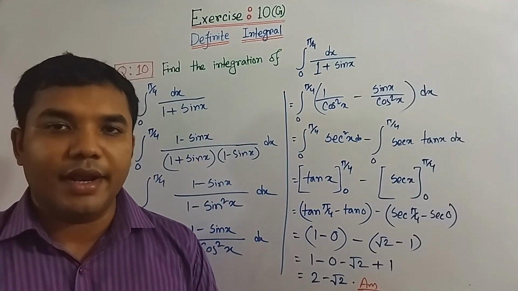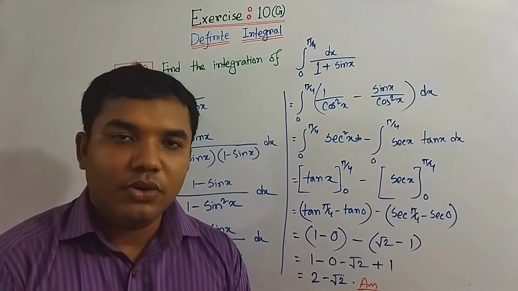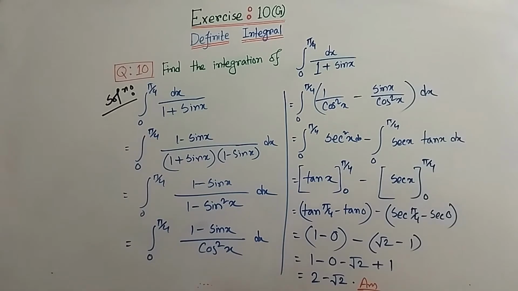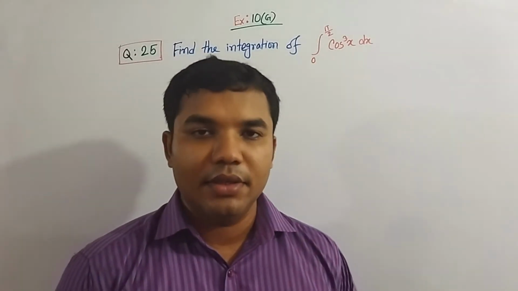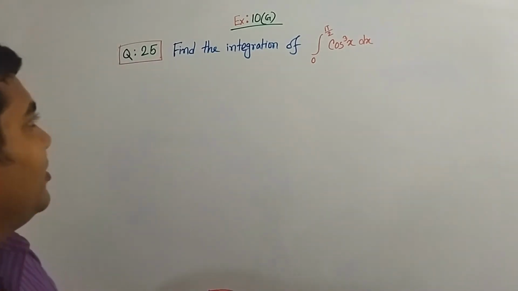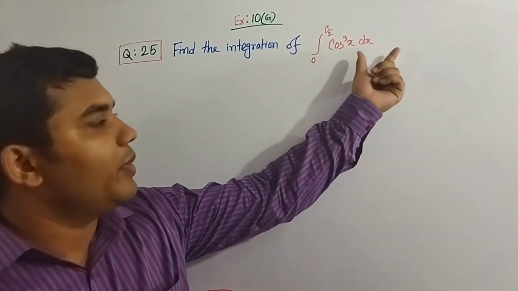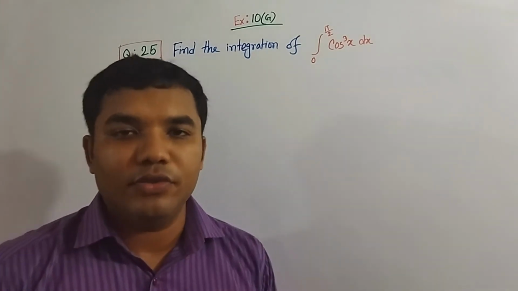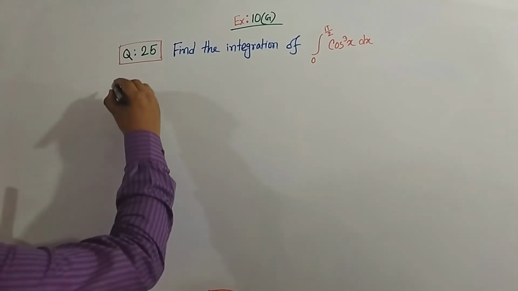I think you all can understand our first mathematical problem. So let's have a look at our second problem. So dear students, our next mathematical problem is: find the integration of 0 to pi by 2 cos cube x dx. How we can solve these types of problem? Dear students, our solution part should be like this way.